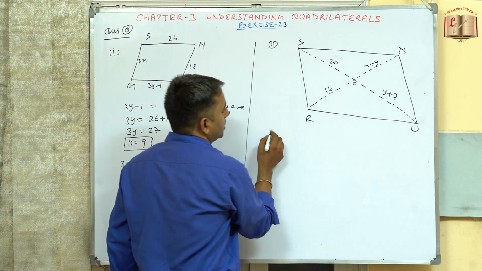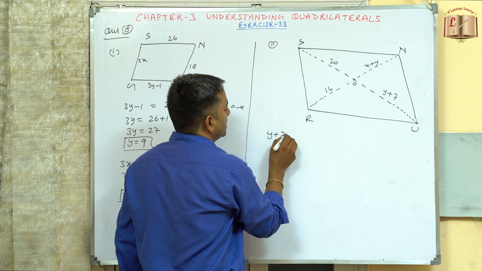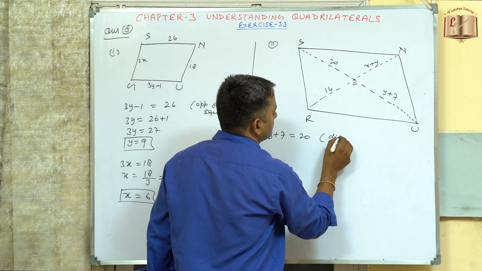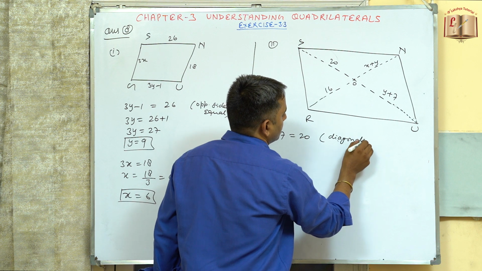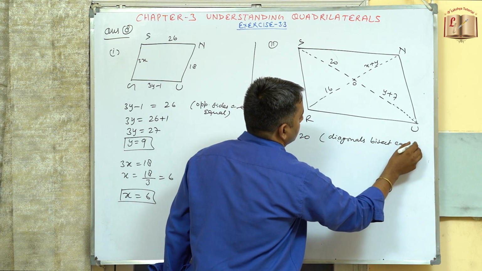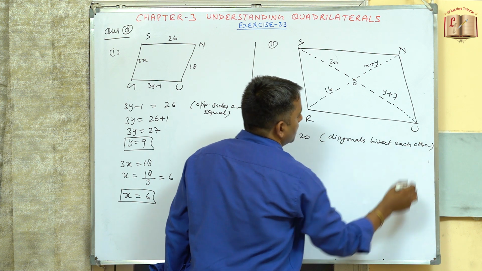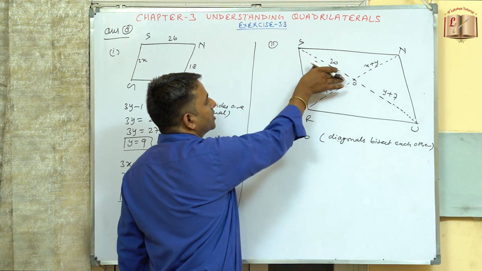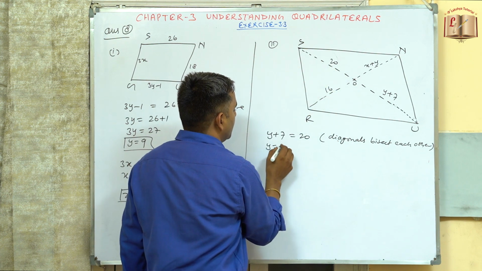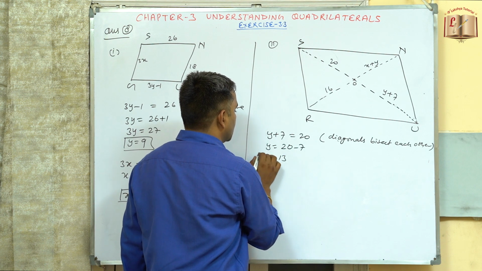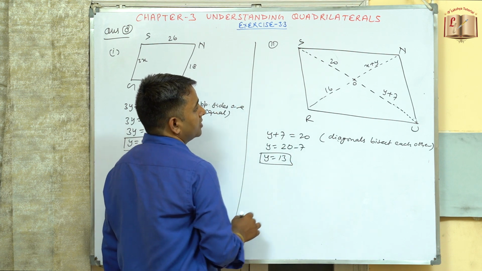So we know y plus 7 will be equal to 20, because diagonals bisect each other. In a parallelogram, diagonals bisect each other. So this section will be equal to this part. So y will be equal to 20 minus 7. So y equals 13. We got y equals 13.